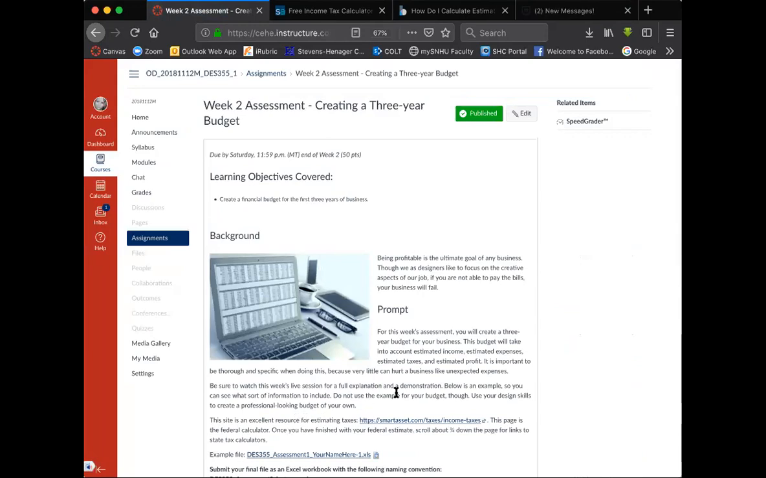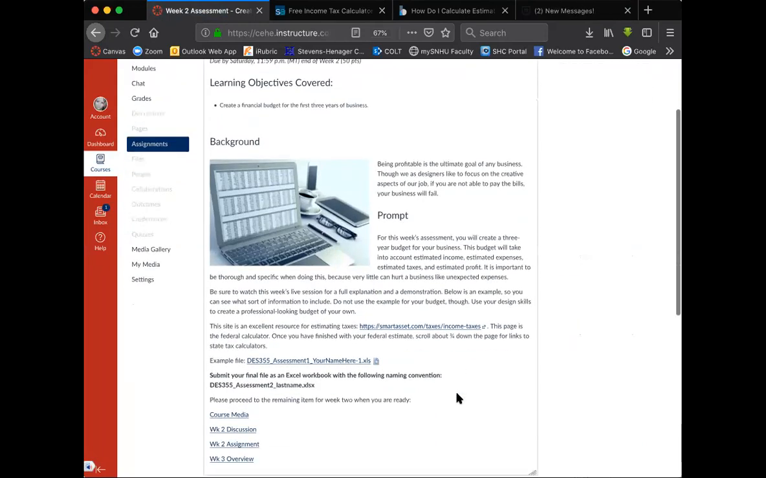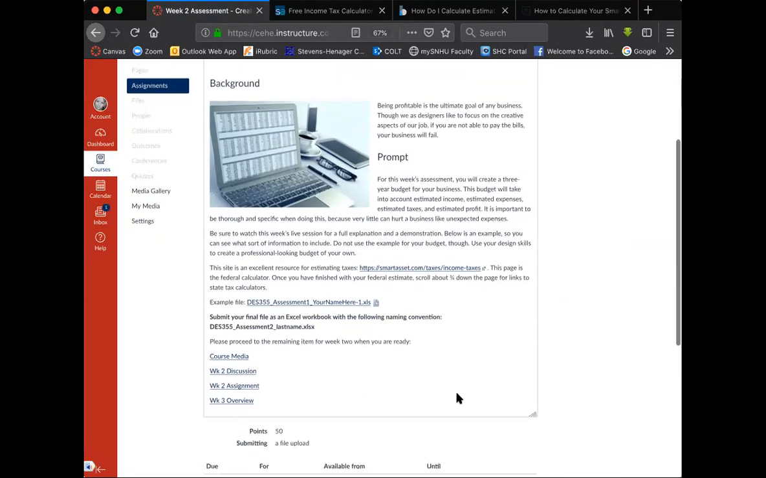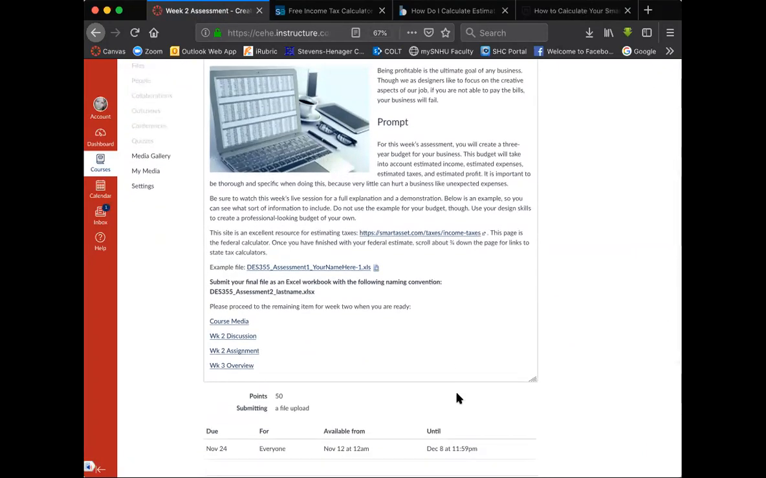Creating a 3-year budget. All right, so being profitable is the ultimate goal of any business. So we as designers like to focus on the creative aspects of our job. If you're not able to pay the bills, your business will fail. So for this week's assessment, you will create a 3-year budget for your business. This budget will take into account estimated income, estimated expenses, estimated taxes, and estimated profit.